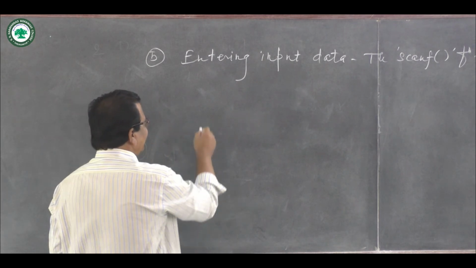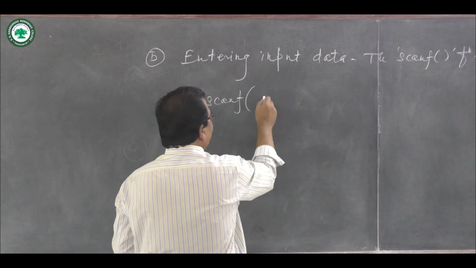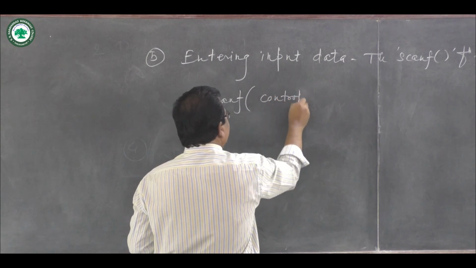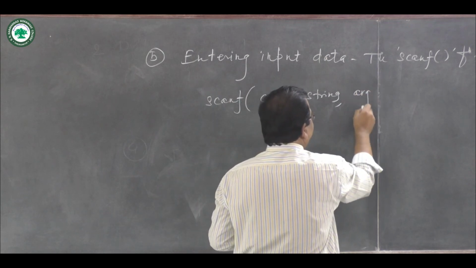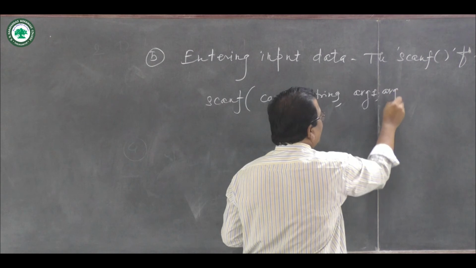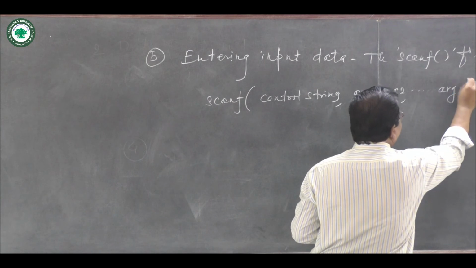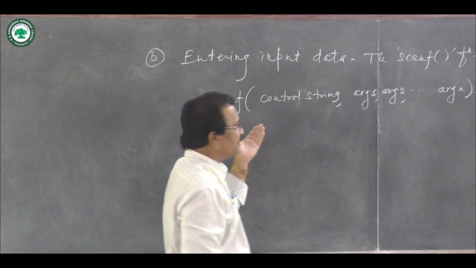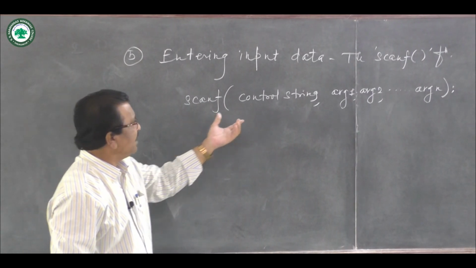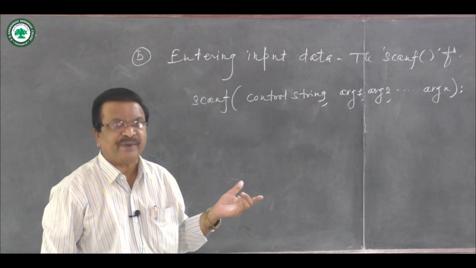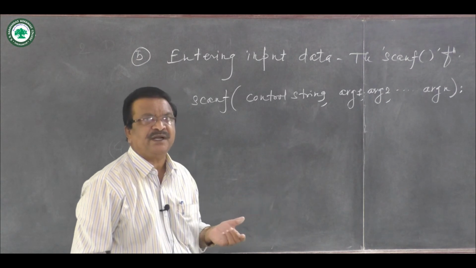The general form or the prototype, or the way it is used in C programming, is as follows. Scanf, everything in lowercase letters. In parenthesis we have control string, and then comma, and then there are arguments like argument 1, argument 2, argument 3, argument 4 and so on, argument n. So this is the general form, the way scanf is used in programming. Control string contains certain required formatting information, and argument 1, argument 2, argument n are individual data items.